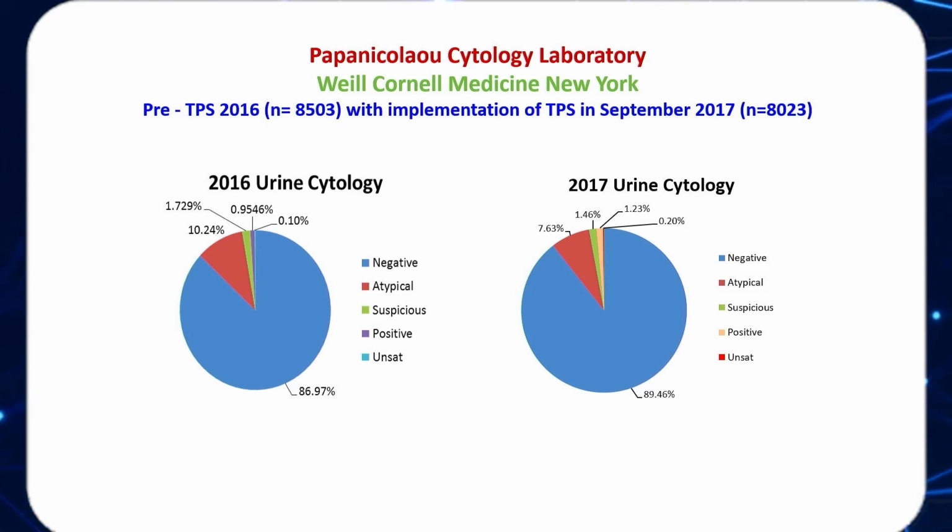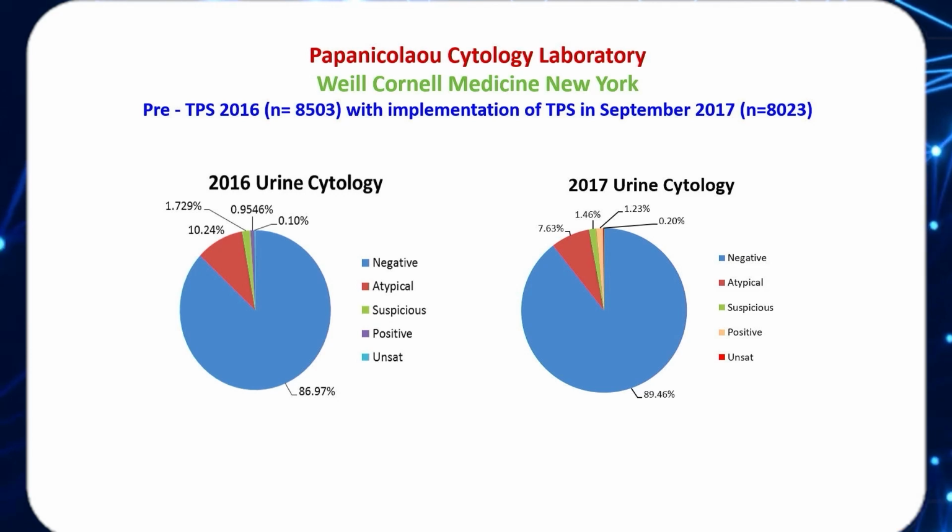So these are our numbers, and as you can see, most of them were still negative. Our atypia rate was slightly over 10% before we actually went live. So in September of 2017, we really implemented it. This is our data here. Still, the majority of the cases were negative. Atypia was reduced to about 7.63%. That's the number just over the period between September and December.